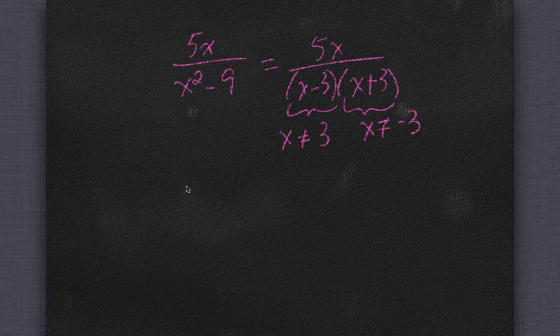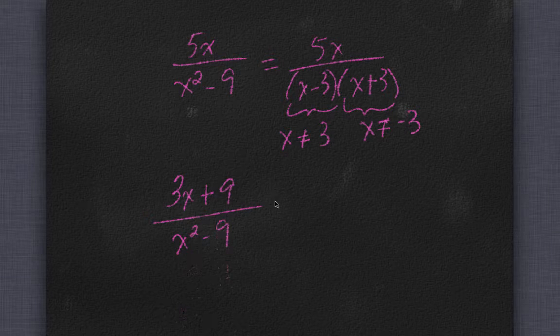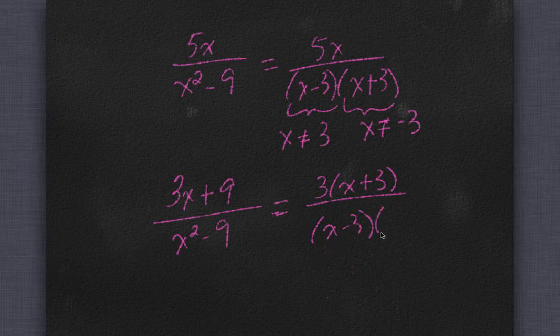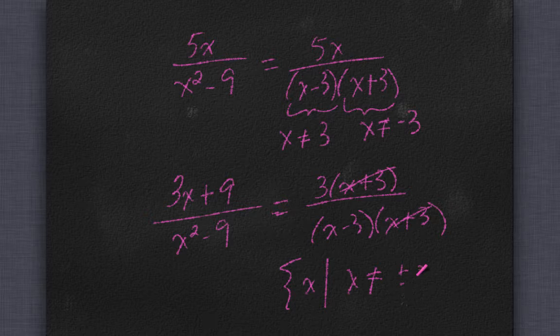Now, what if you had, say, 3x plus 9 over x squared minus 9? Well, you want to factor the top and the bottom. As soon as you realize it's factorable, you should factor things. It's just always a good idea. So I can cancel this, but I didn't just change the domain. Because the fact is I still had x squared minus 9 in the denominator. It was still there. X still can't be negative 3. So I still have this domain, x, so that x is not plus or minus 3.